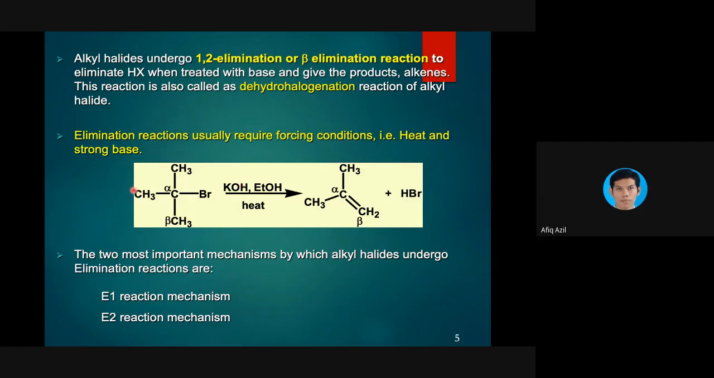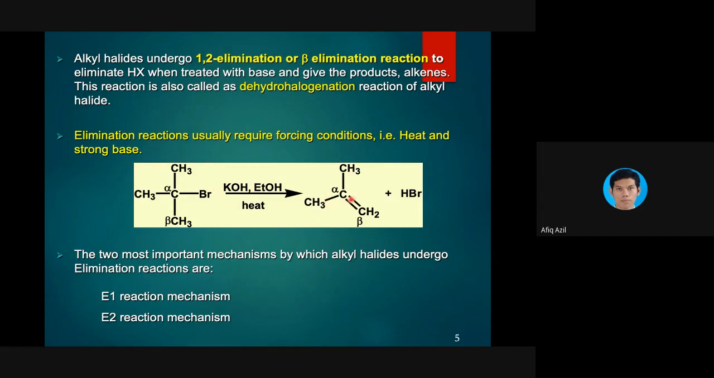For example, you have this substrate over here. You have your bromine, your halogen. This is the alkyl part. So this is an alkyl halide. Ethanol is the solvent, while this potassium hydroxide, KOH, is the nucleophile, which is also a very strong base. All bases can be considered as nucleophiles, but not all nucleophiles are basic. There are nucleophiles which are neutral, they are not a base.